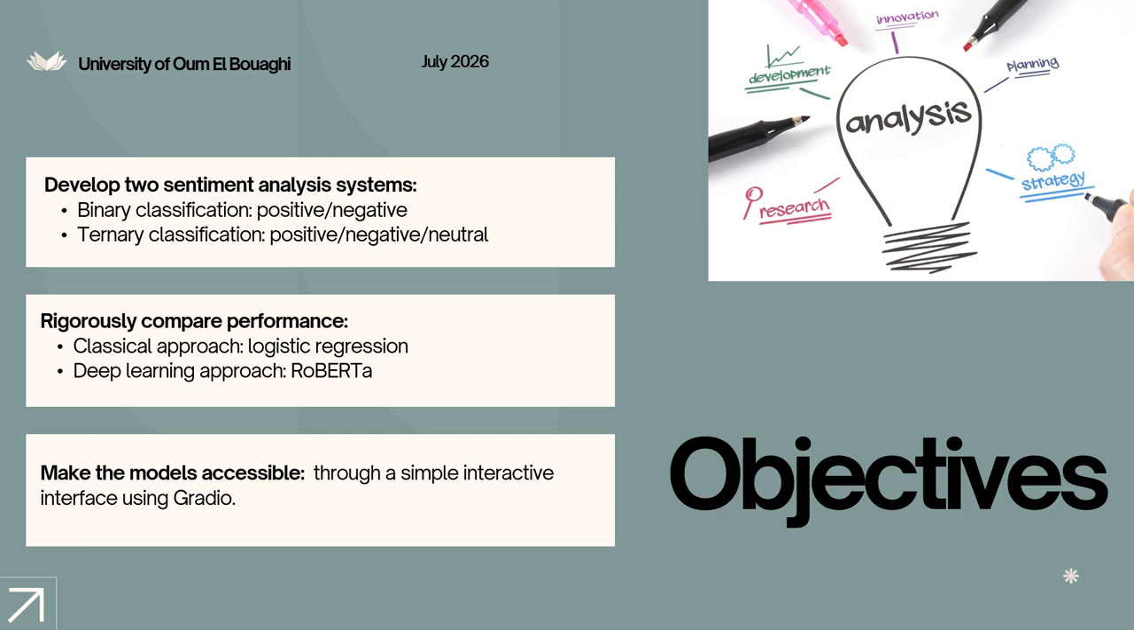Secondly, the second objective is doing what a lot of papers didn't do, which is a rigorous comparative performance study. We'll study classical approaches and deep learning approaches. Finally, we make the models accessible. So we take a step further and we make the model accessible through a simple interactive interface using Gradio platform.